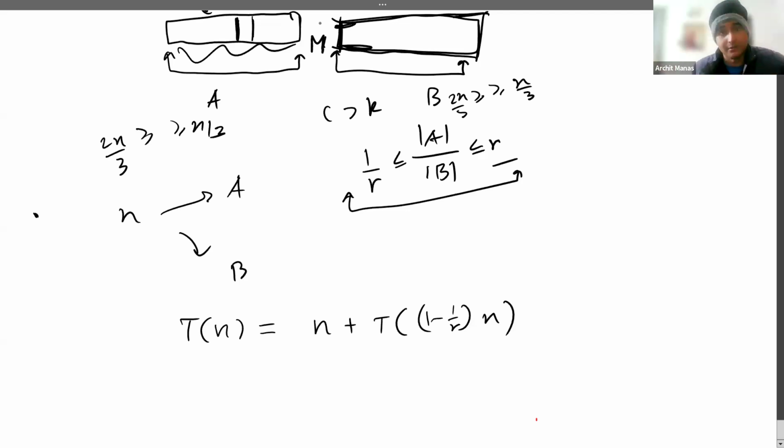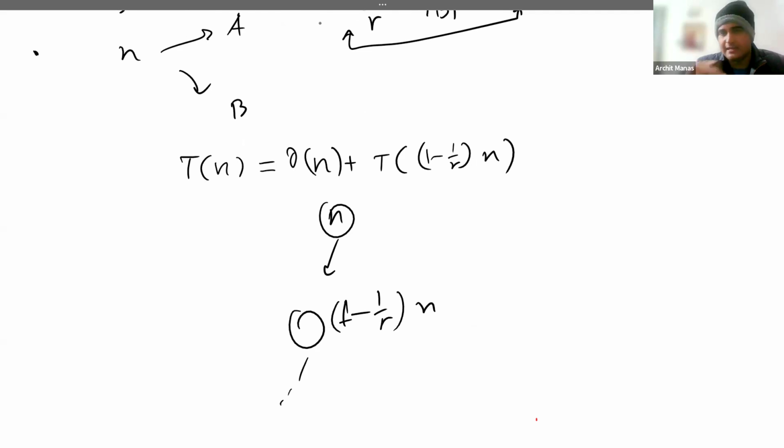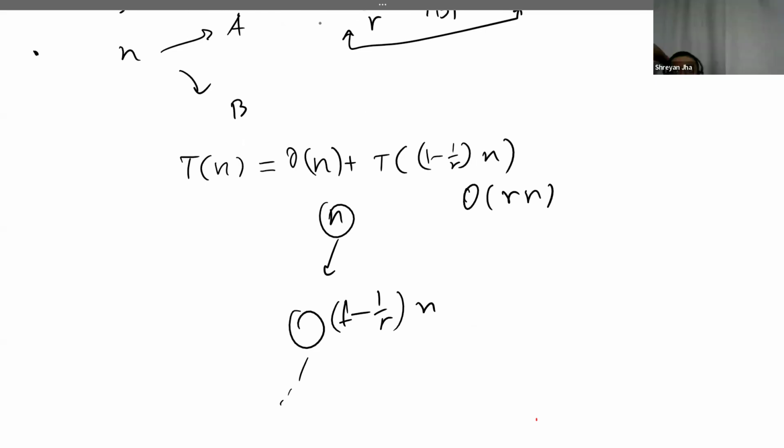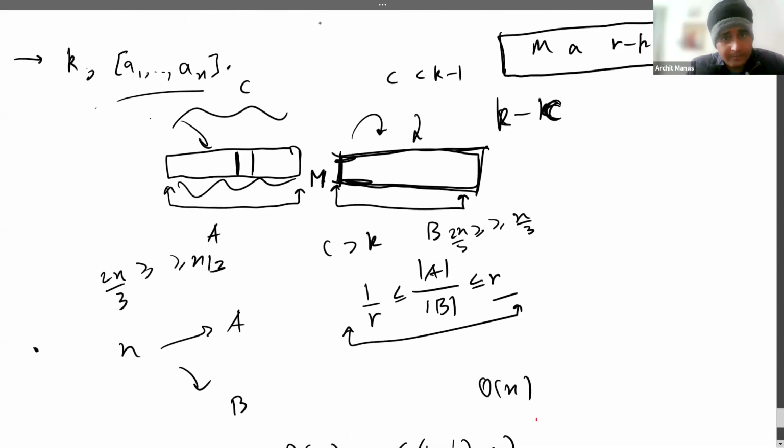I have this algorithm, O of n, of course. Here is going to be a one-dimensional tree. It's just like n. Here I have 1 minus 1 by Rn. You can just see that this is a nice little GP that will sum out to something like O of Rn-ish. Because R is fixed, this is linear. So if I had some way of finding such a nice pivot, I would be done.